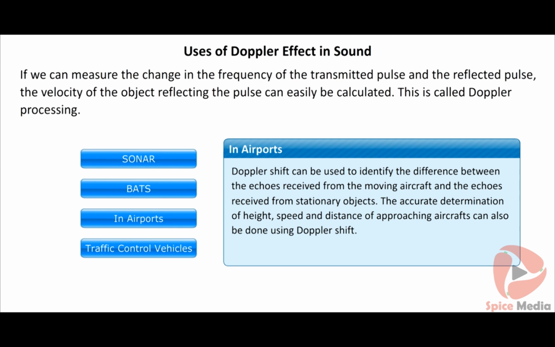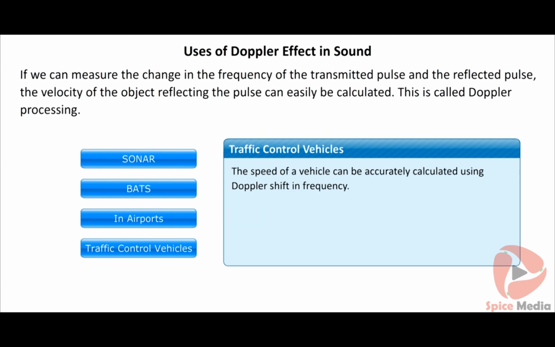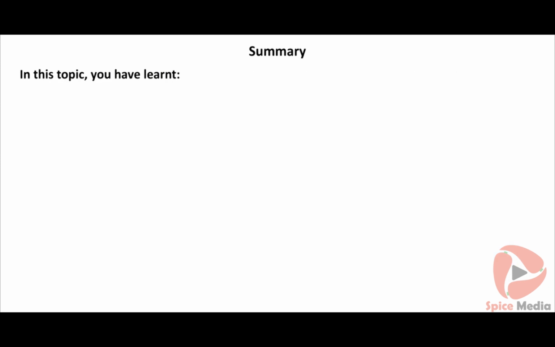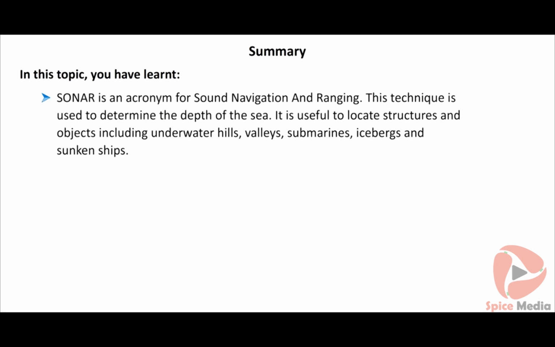In airports, Doppler shift can be used to identify the difference between the echoes received from the moving aircraft and the echoes received from stationary objects. The accurate determination of height, speed and distance of approaching aircrafts can also be done using Doppler shift. Traffic control vehicles. The speed of a vehicle can be accurately calculated using Doppler shift in frequency.